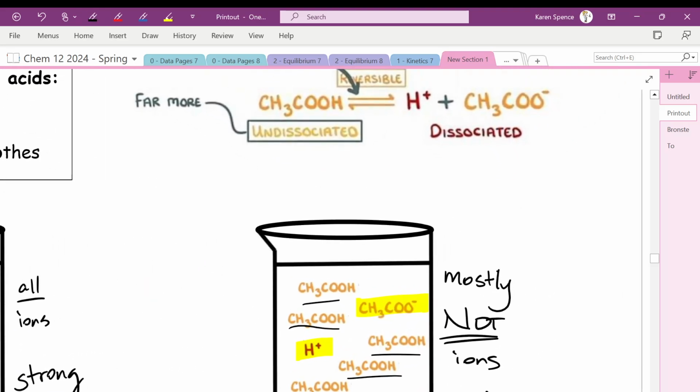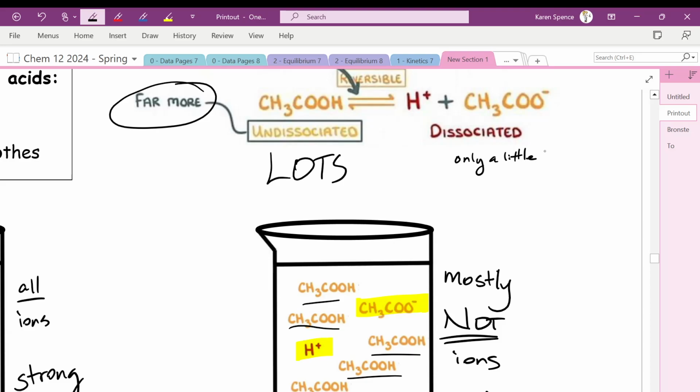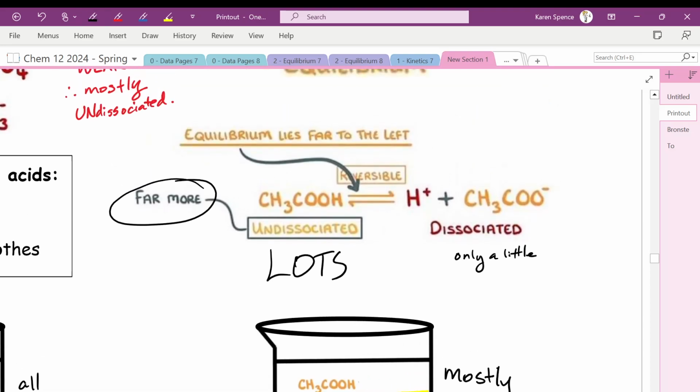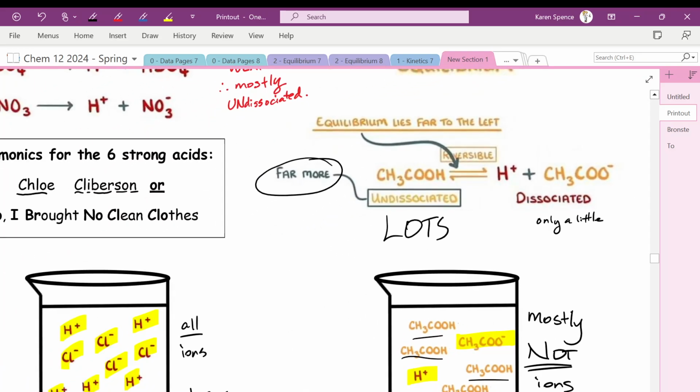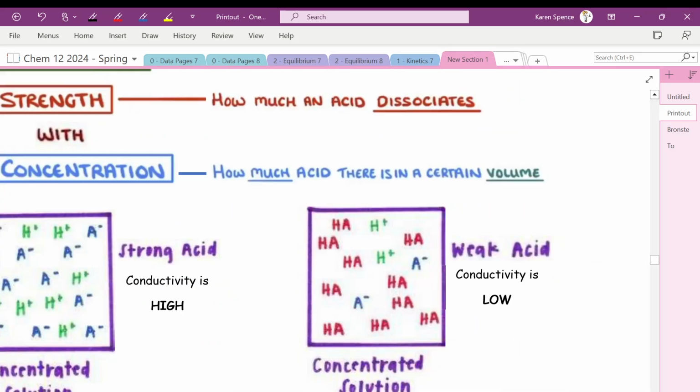So far more is undissociated. So we have lots of this, and we only have a little. So the equilibrium lies far to the left. Is that good? Okay, so in other words, strong acids are going to be strong electrolytes.